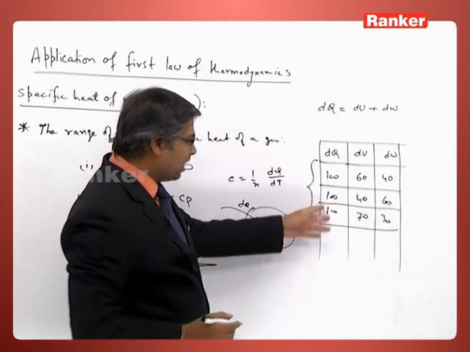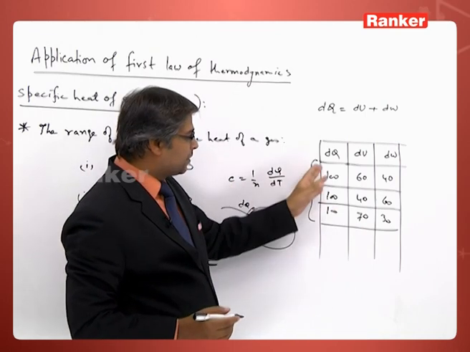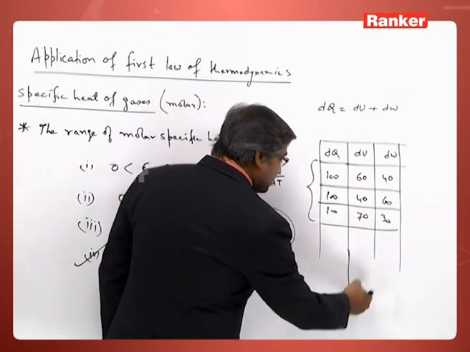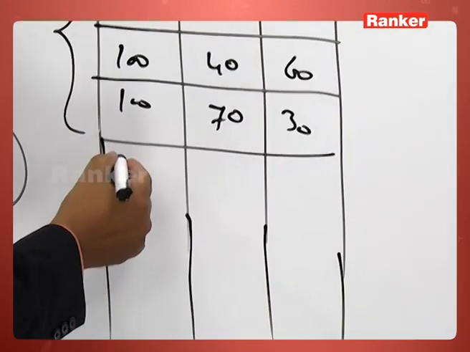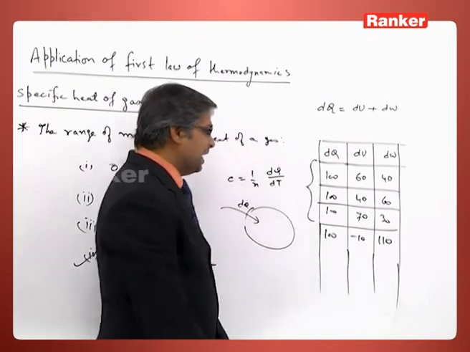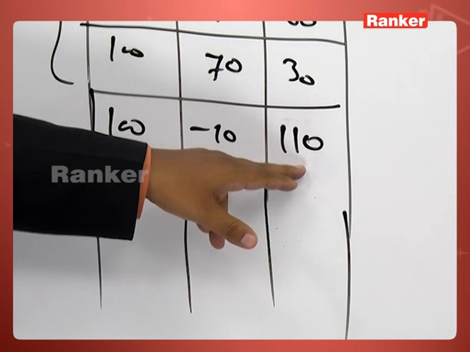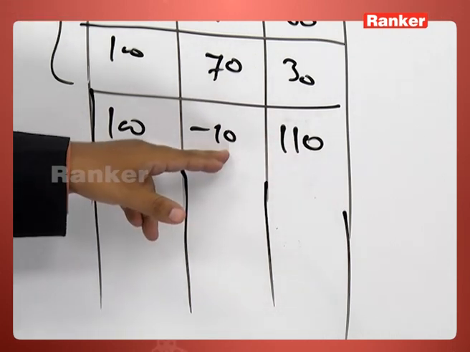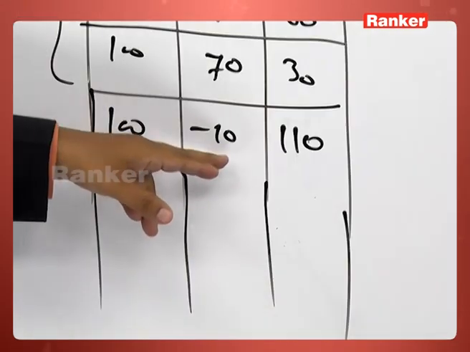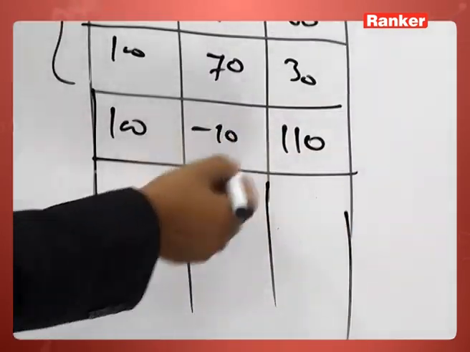In all these processes, delta U is positive, so the specific heat in all these processes is positive. But other possibilities are also there. Suppose this is 100 and this is minus 10, so this is 110. That means we have given heat into the system, but since the work done by gas is 110 joule, the internal energy change is minus 10. Although we have given heat into the system, the temperature has come down. So for this process, the specific heat is negative.